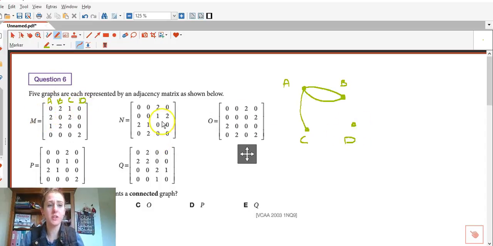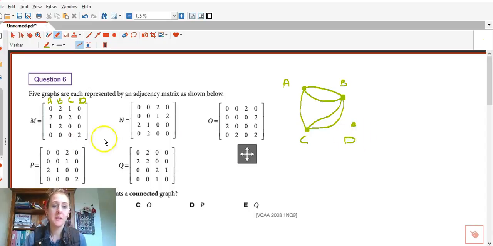So then I move on to my vertex B. So I know that from B to A I've got 2, which I've already got drawn in. From B to B I've got none, so there's no loop off of B. B to C I've got 2 edges, like so, and B to D I've got none. So then I'm going to go to C, and I know that I've got C to A 1, C to B 2, C to C none, and C to D none.